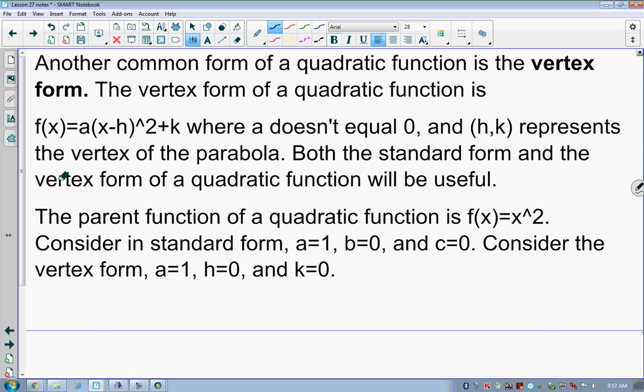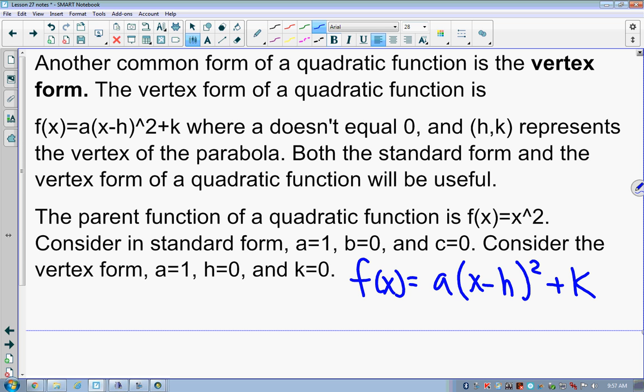Okay, and the vertex form of the equation, it's written here, but I'm going to write it so that it makes a little more sense: f of x equals a times (x minus h) squared plus k, where a doesn't equal 0, and h and k represent the vertex of the parabola. A little bit later I'm going to hopefully explain what a vertex is better. But both the standard form and the vertex form of a quadratic function will be useful.